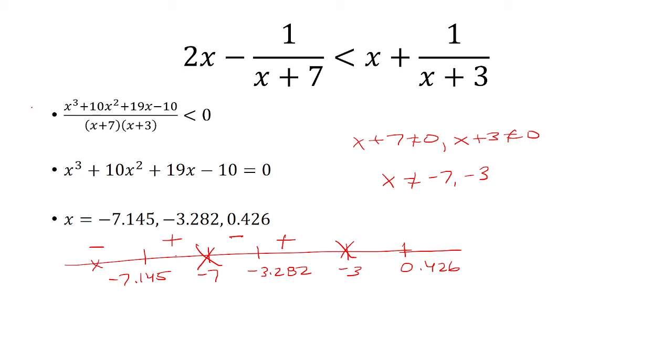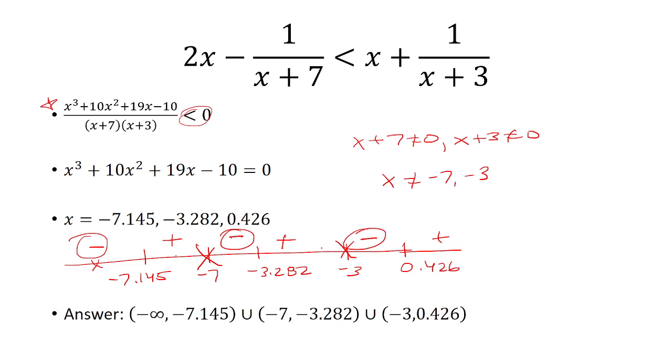I'm plugging it back into this expression, by the way, to see if it's positive or negative. And now I can just pick a value between negative 3 and 0.426. 0 works. And that's negative. And then for a value greater than 0.426, we could just say 1, and that's positive. So we're only interested when it's less than 0. So that's going to be over here, these three spots. So we'll say from negative infinity to negative 7.145, union negative 7 comma negative 3.282, union negative 3 to 0.426.